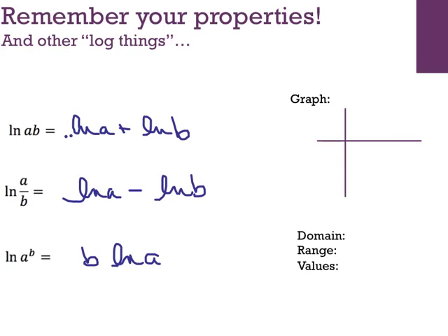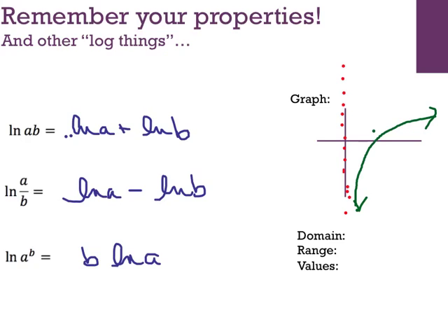Remember that the graph of the natural log of x, or any log graph for that matter, has a vertical asymptote on the y-axis, and then the graph itself is going to look like this. It's an always concave down graph that is always increasing. It increases very, very slowly, so we say it increases at a decreasing rate. That's how you know it's going to be concave down.